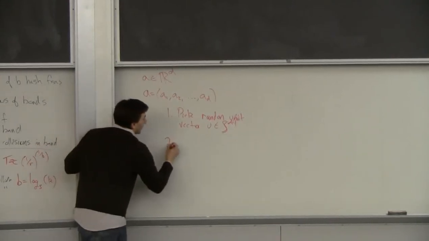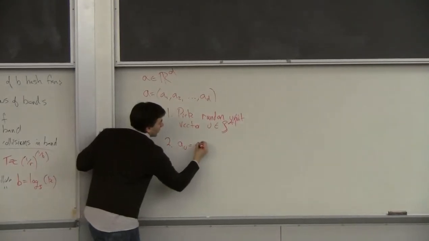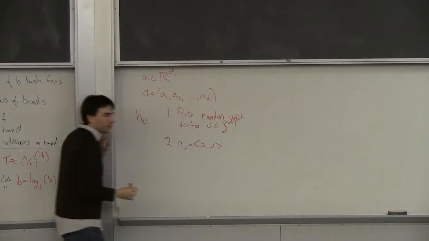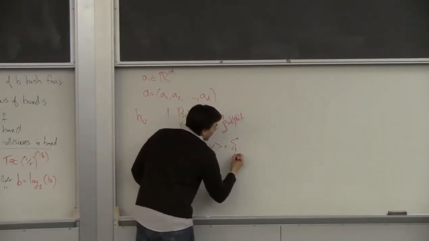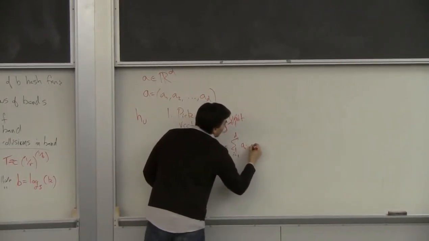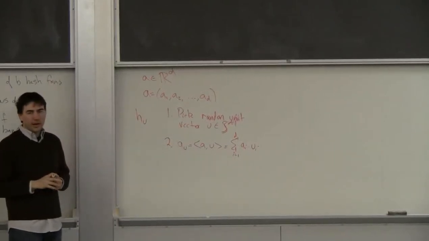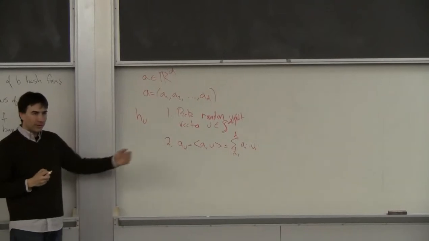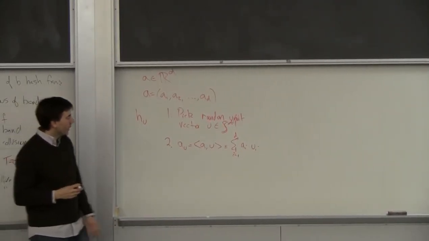Then the second step, I'm going to compute a dot u. The dot product, if you're not familiar, is where I take all the coordinates, multiply together the two corresponding coordinates, and add all these things up. This is a dot product.